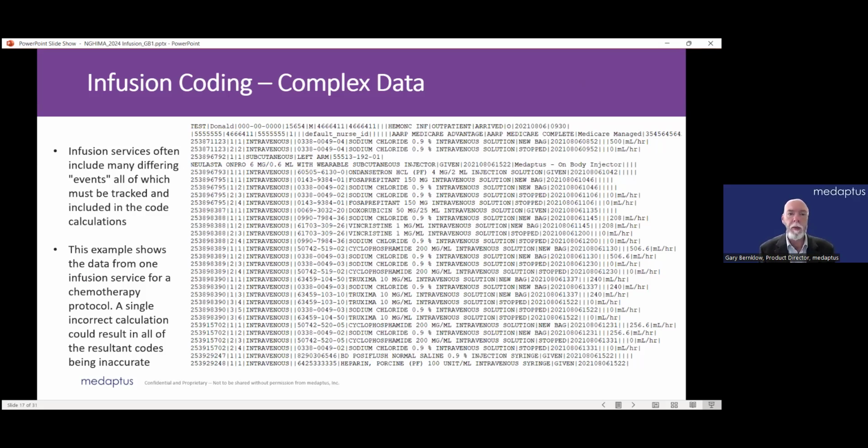And you'll probably also see an order ID off to the far left, so that drugs that are mixed in the same bag can be accumulated together, because those can only be billed with one of the drugs that's in the bag. So you can see pretty quickly how complex this gets. And if you're not taking into consideration all of these events, then you might be doing it wrong.